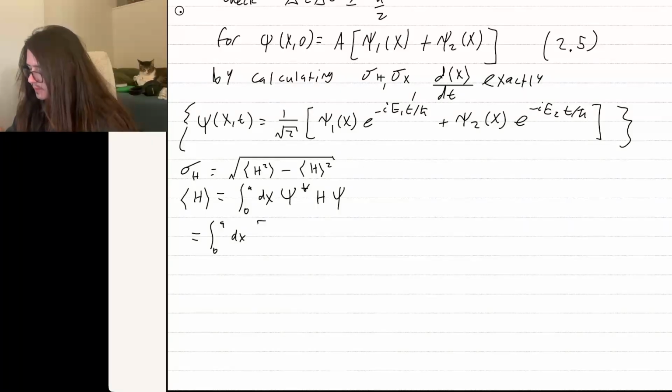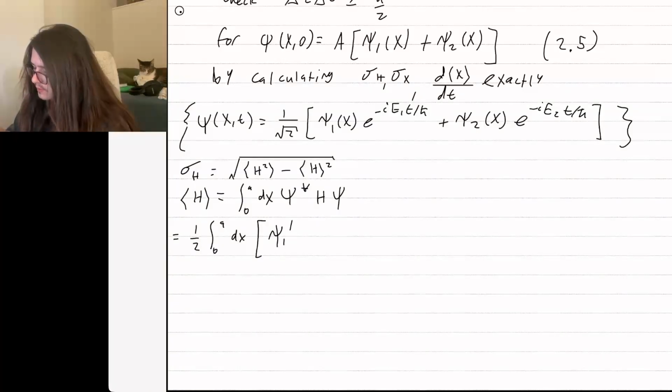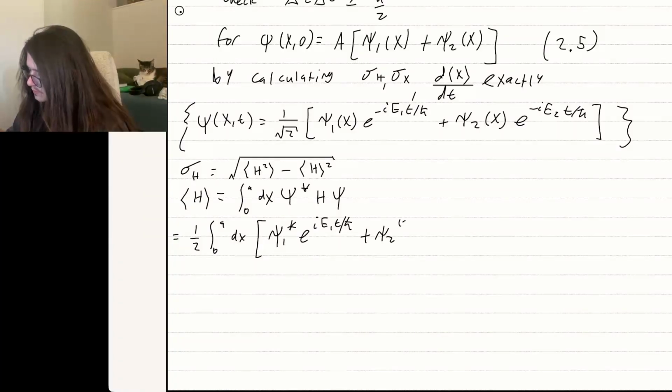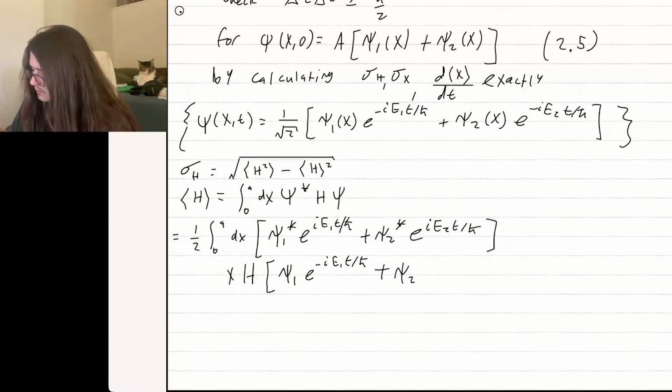Psi star is going to be, and then we're going to pick up a factor of 1/2 out here, psi 1 star e to the i E1 t over h bar plus psi 2 star e to the i E2 t over h bar, times the Hamiltonian, times psi 1 e to the minus i E1 t over h bar plus psi 2 e to the minus i E2 t over h bar. Right.